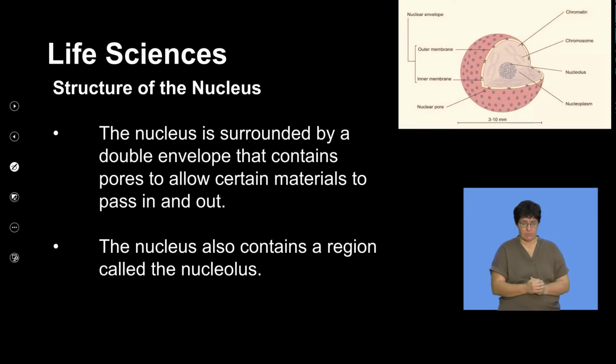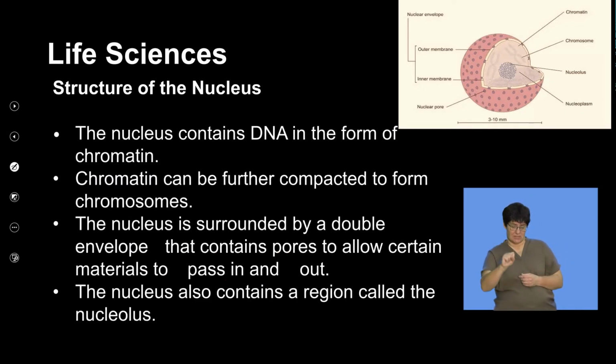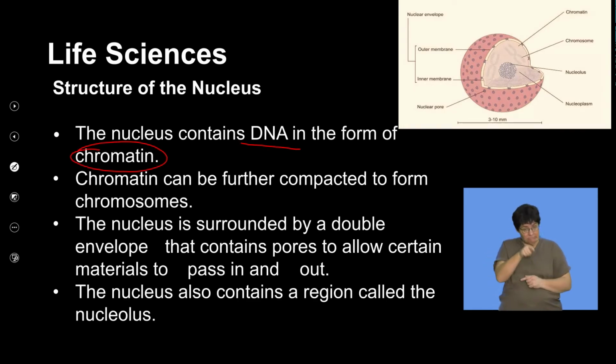We mentioned that the nucleus is surrounded by a double envelope, which contains two layers, and it has pores, which allow the movement of substances in and out. The nucleus also contains a region called the nucleolus, which is a little structure in there, which we know controls how the nucleus functions. The nucleus contains DNA in the form of chromatin, as I mentioned, and that chromatin is basically chromosomes that are wrapped around histone proteins in a very complex structure.